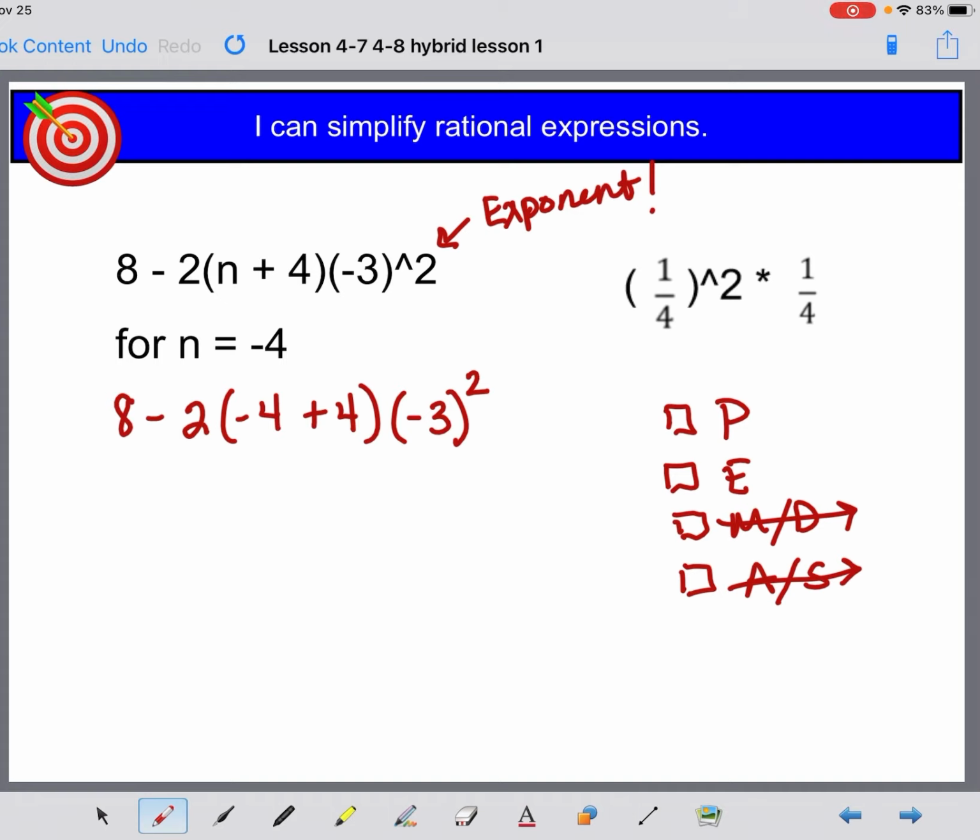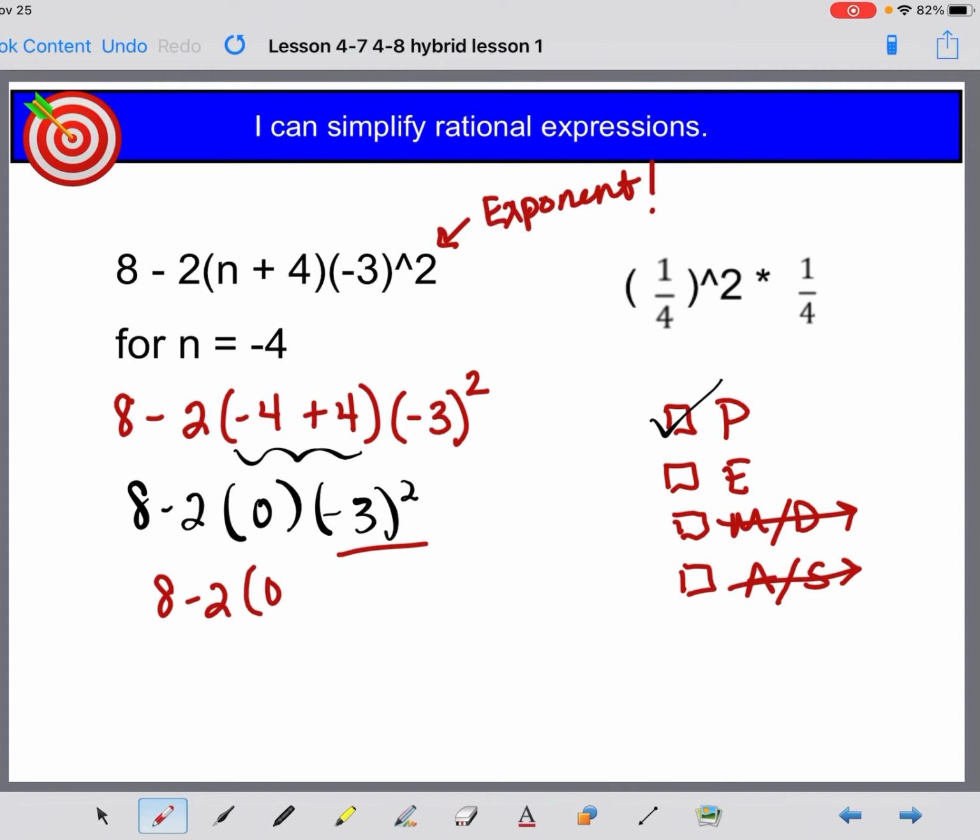First, let's simplify any grouping. Well, I see right here I have some grouping. 8 minus 2 times -4 plus 4 is 0 times -3 to the second power. None of the other parentheses are grouping. The next thing I need to do is exponents. That's right here. And everything else I just write as is. This means -3 times -3. -3 times -3 is a positive 9. There are no more exponents. I'm done with that step.